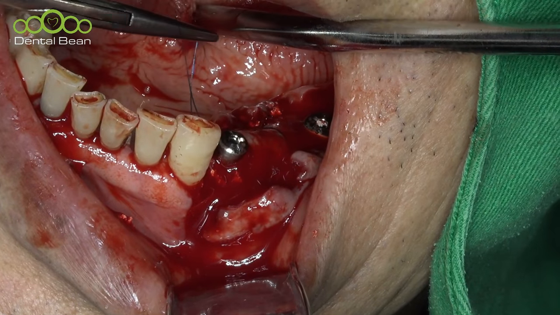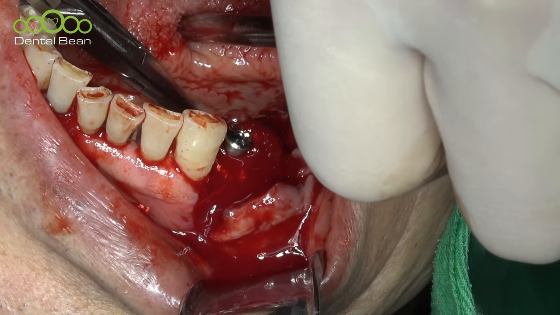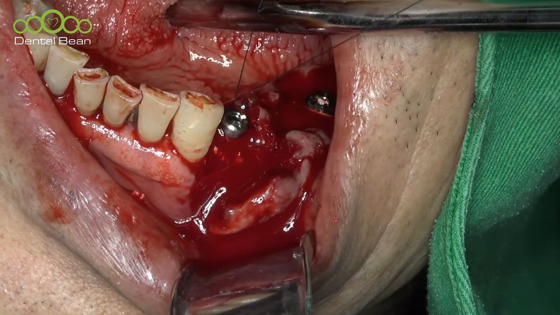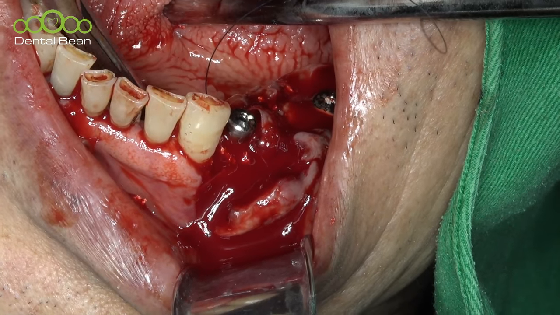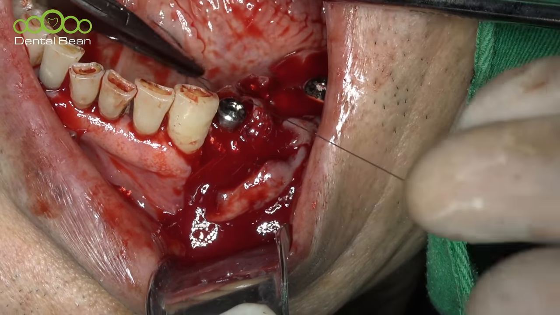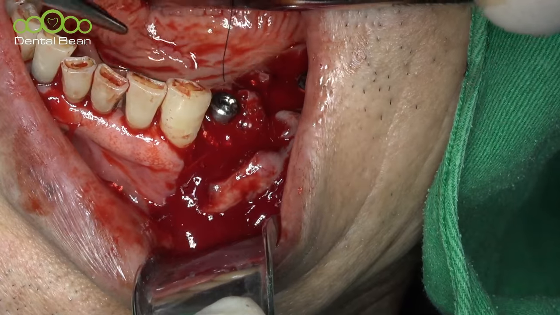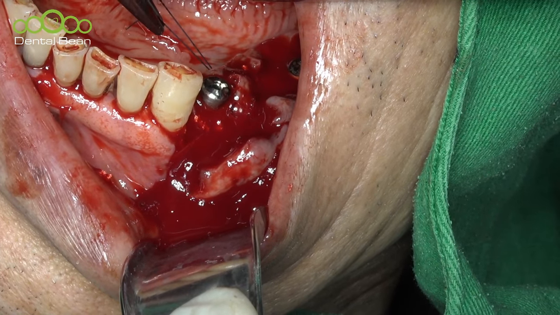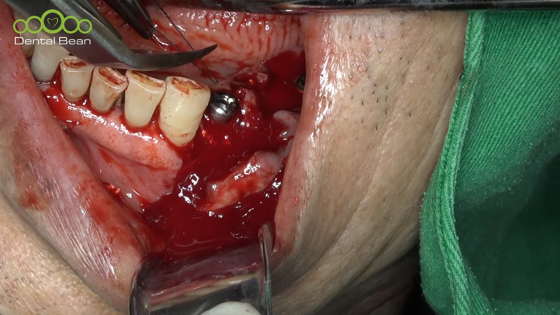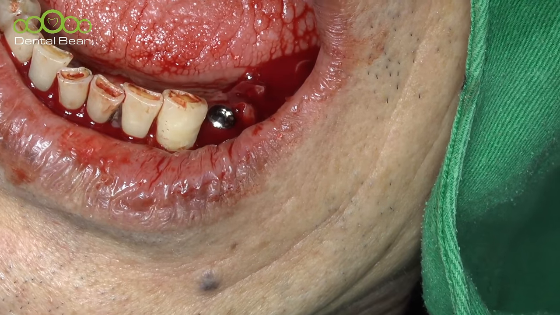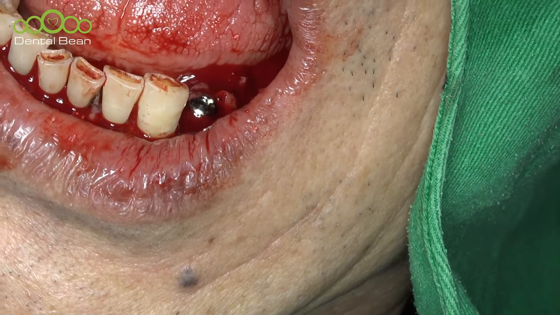From now on, the most important step remains, just the suturing here. Okay, first suture, horizontal mattress. Okay, this is the deep area stabilization. Next one, from the buccal side, the buccal mattress.